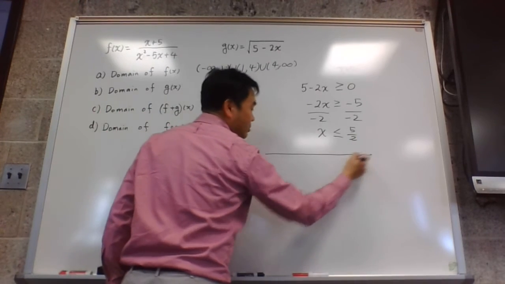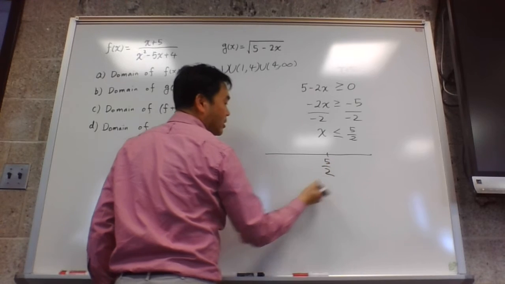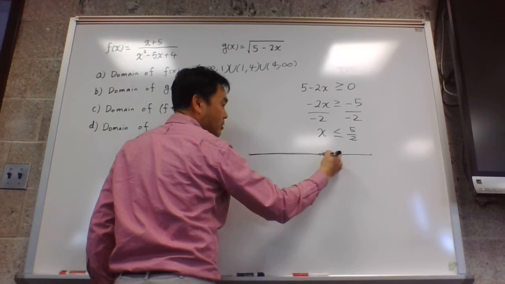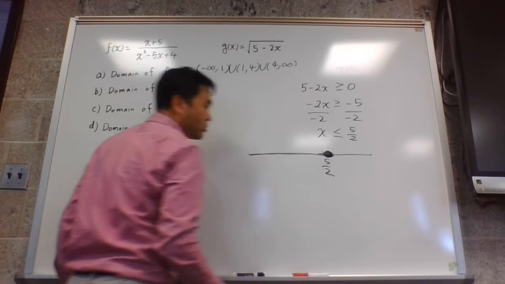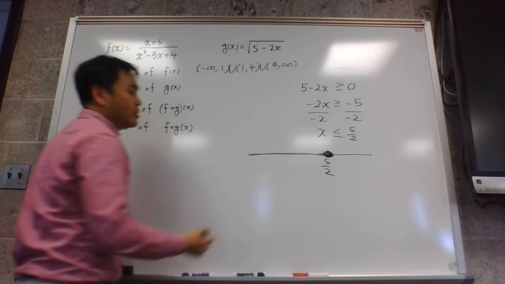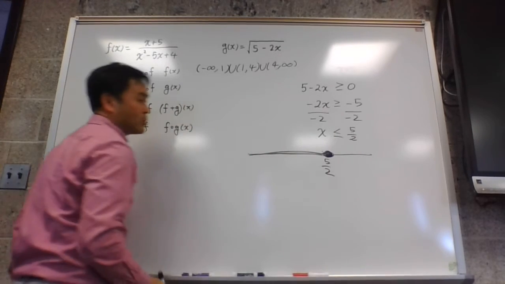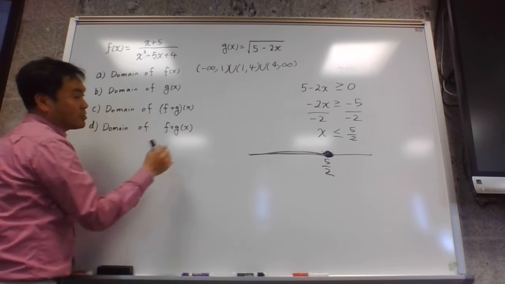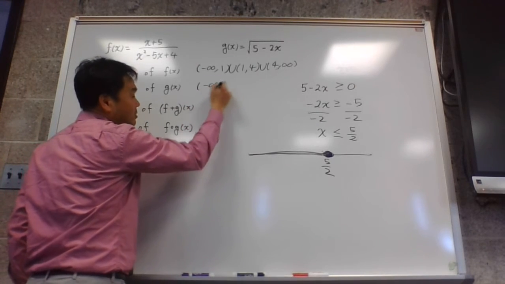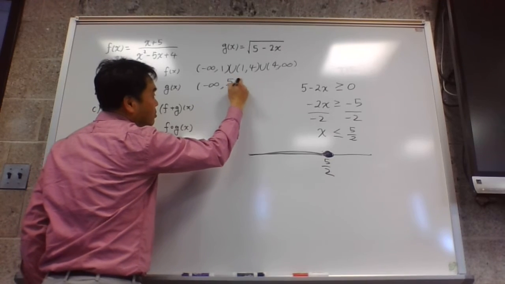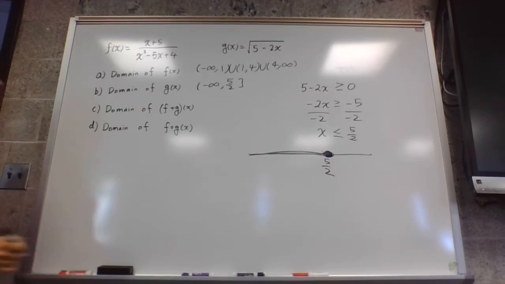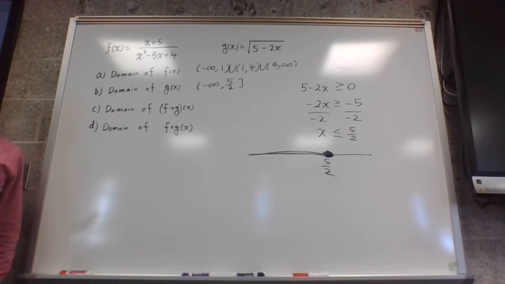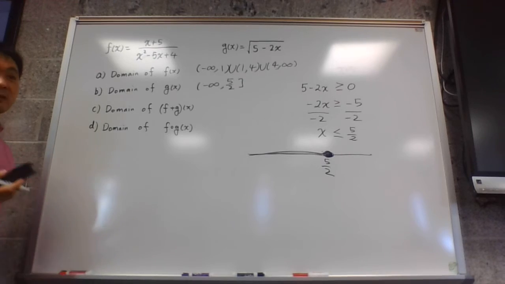On the number line, this means here's 5 over 2. Everything before and including, you put a closed circle here, including 5 over 2 is okay, but afterwards it's not okay. So you just have this single interval as the domain. The domain of g of x is from negative infinity until 5 over 2. Okay. Any questions so far? Kind of straightforward. Okay.